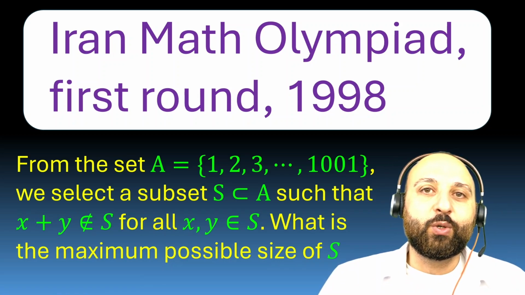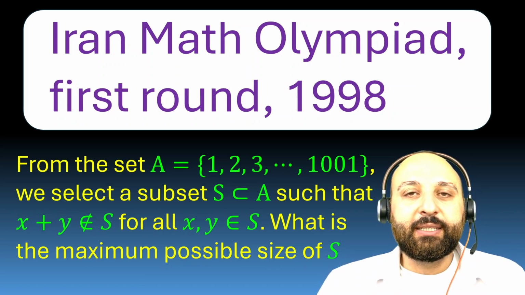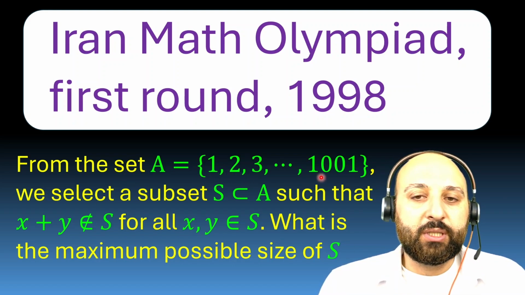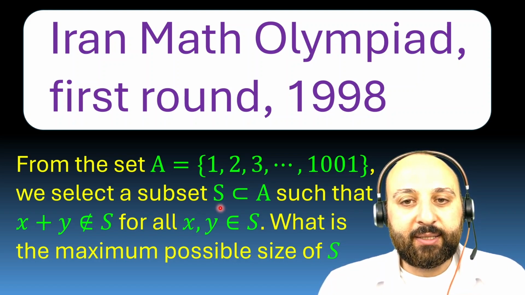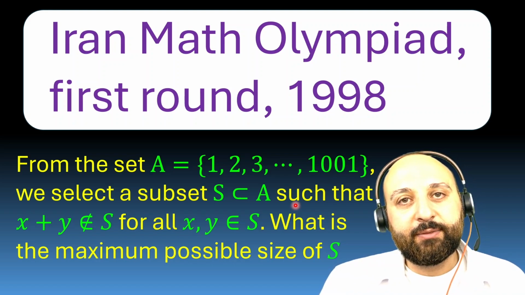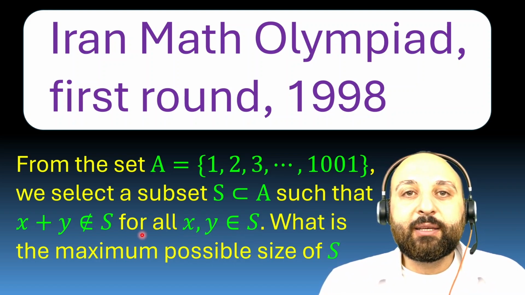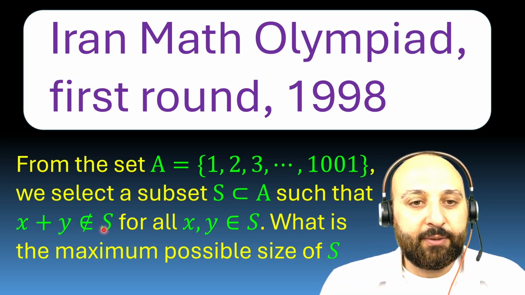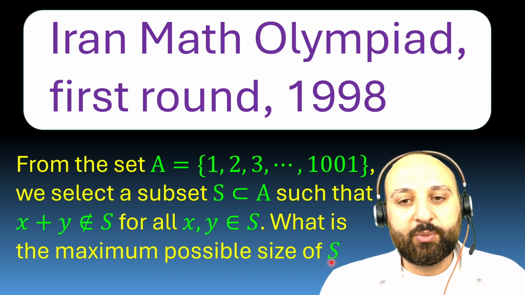Hi, here we have another question from Iran Mathematical Olympiad, round number 1, year 1998. The question says we have a set A that is 1, 2 till 1001, and we want to select a subset S from A, and this subset S has the following properties. If you take two different elements from S and you add them together, the result should not be another element of S. The question is, what is the maximum possible size of subset S?